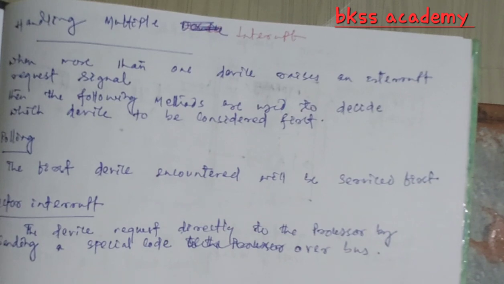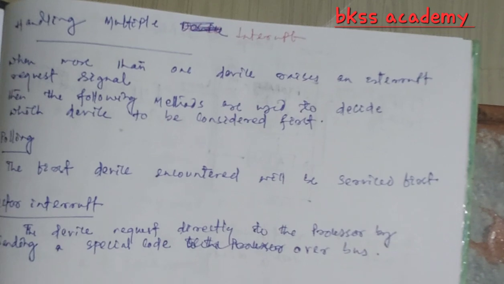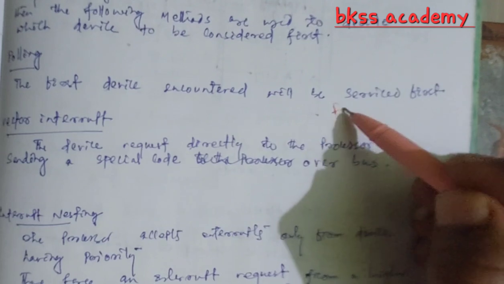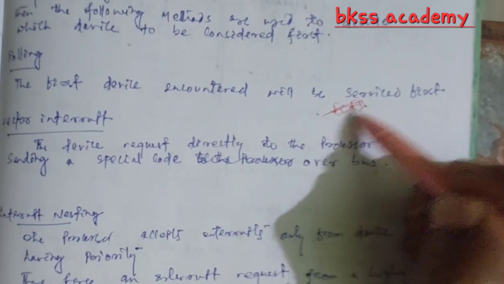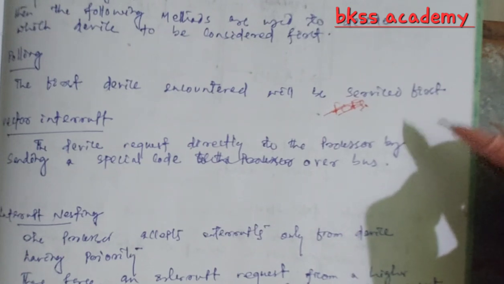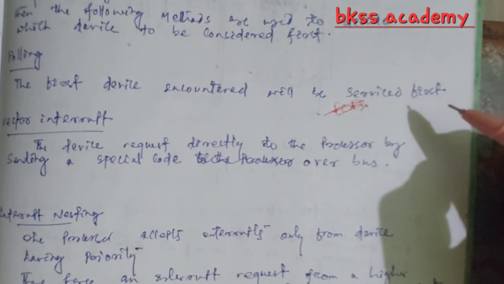When more than one device raises an interrupt request signal, the following methods are used to decide which device is to be considered first. The first one is polling. The first device encountered will be serviced first, just like first come first serve. So the first interrupt which comes will be serviced first.